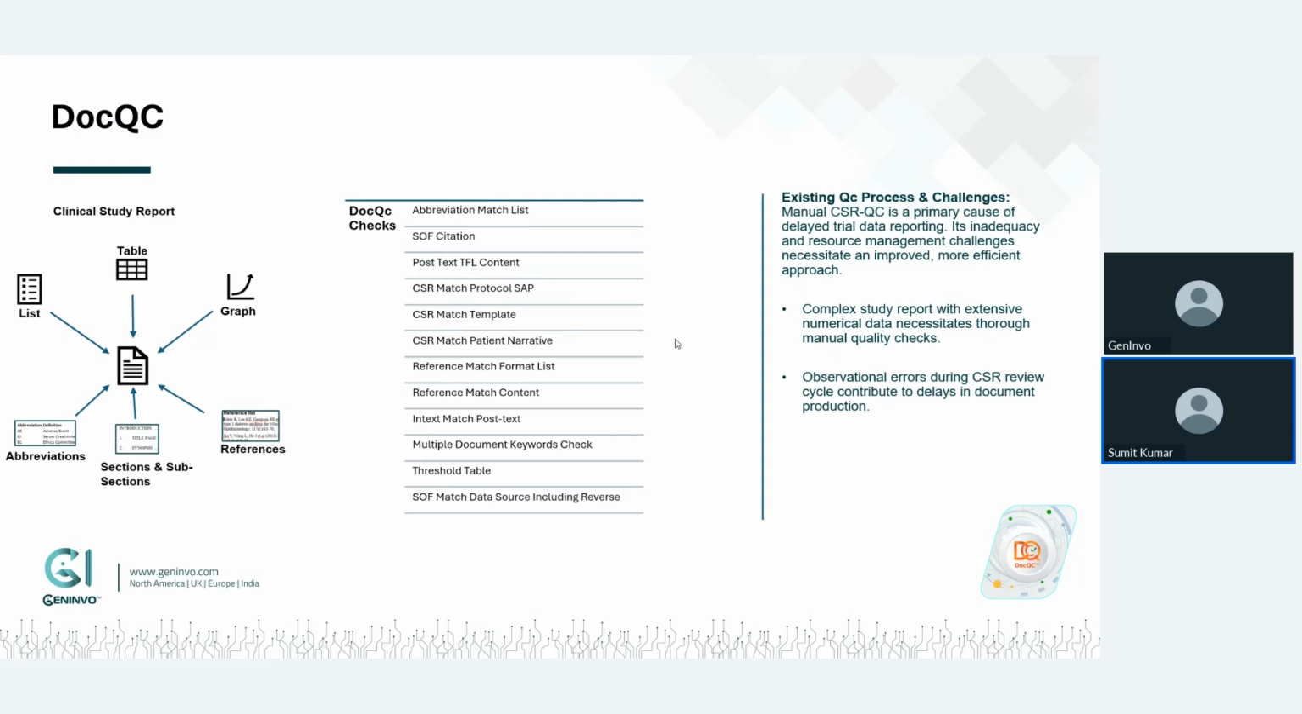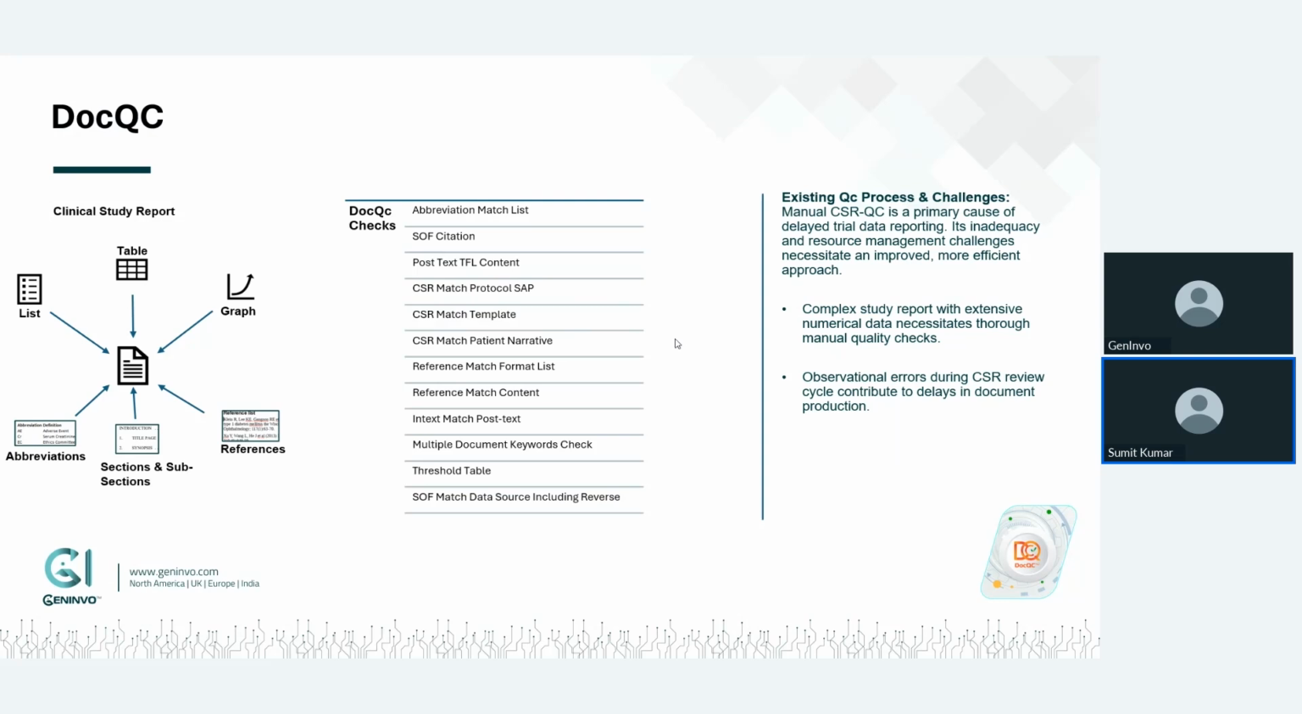So this is for the Harvard style. For the AMA style, the numbers are given as a reference. So the DocQC can easily extract those reference numbers from the document and check in the reference section whether these numbers are present or not. So likewise, there are other checks that DocQC is covering.